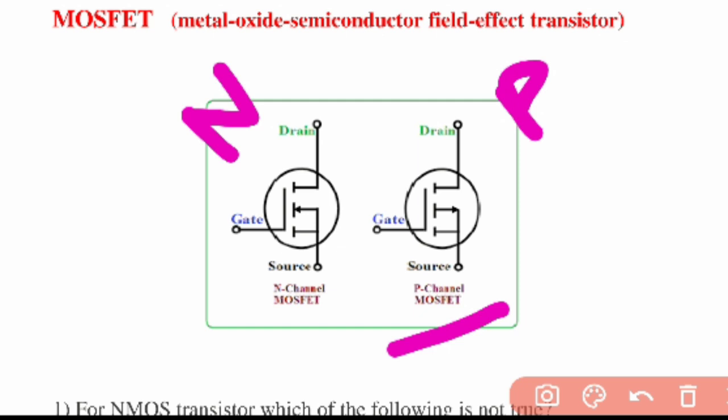In the N channel, the current flows in the source to gate inside direction, and in the P channel, gate to source.